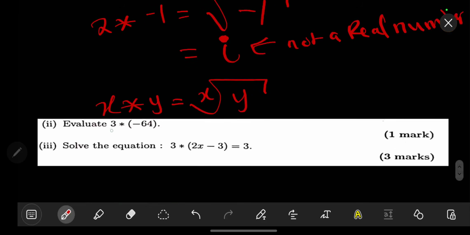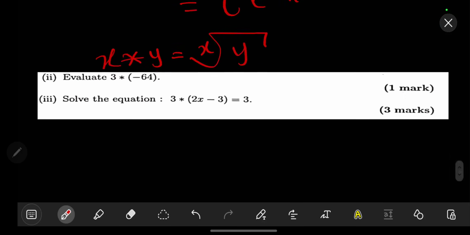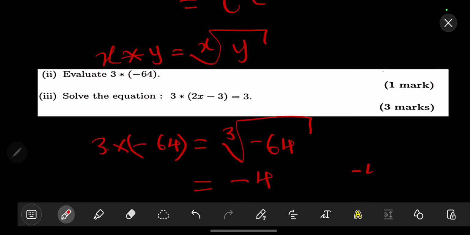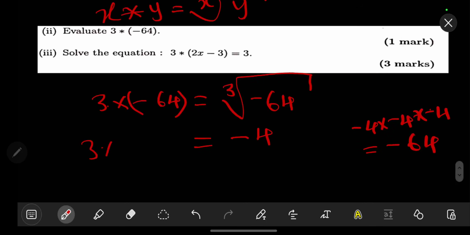So we are told to evaluate 3 star negative 64. This means that where there is x, put a 3, and where there is y, put a negative 64. So we are going to have the cube root of negative 64. The cube root of negative 64 is negative 4. This means that when you multiply negative 4 three times, you get negative 64. So this is the value of 3 star negative 64.